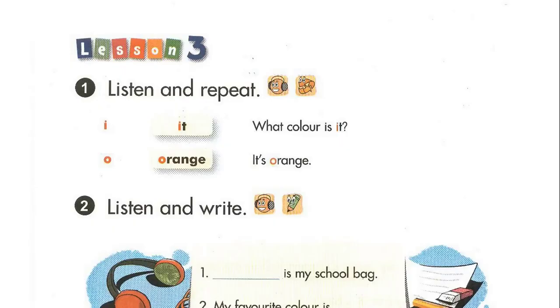Page 62. Lesson 3. Activity 1. Listen and repeat. It. What colour is it? Oh. Orange. It's orange.